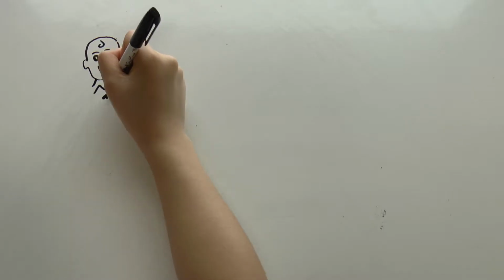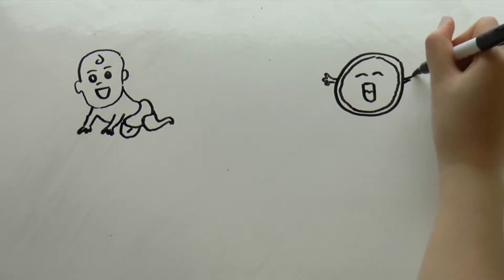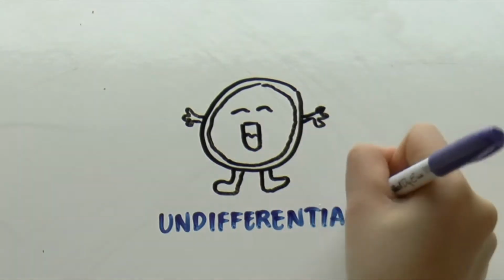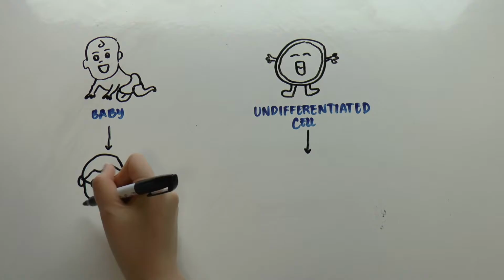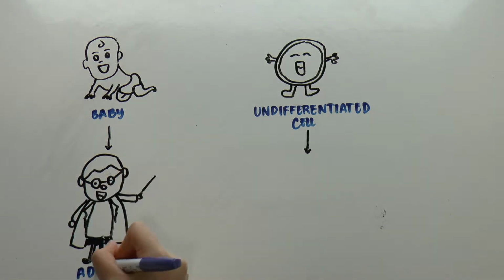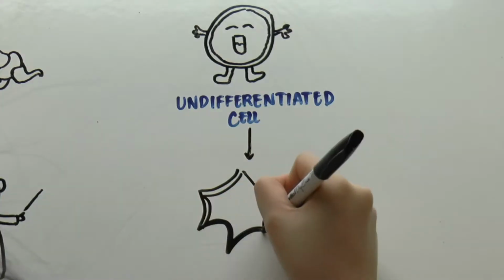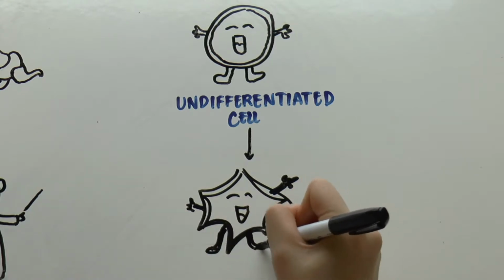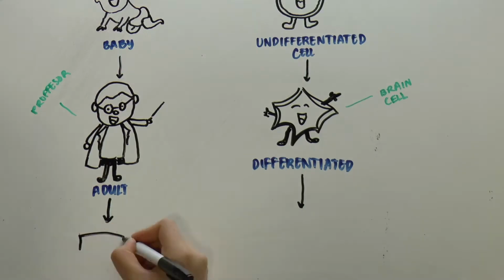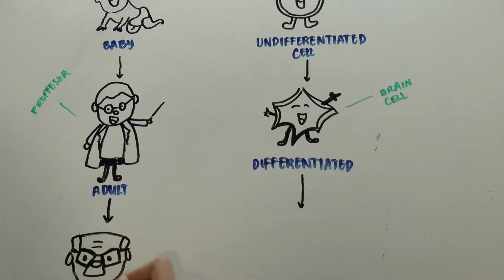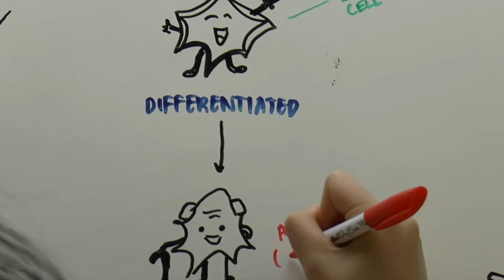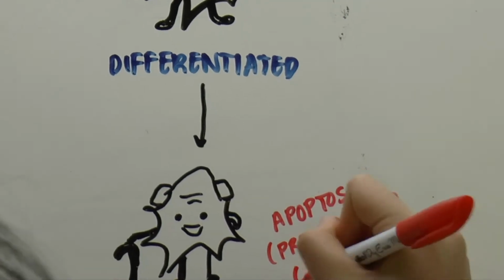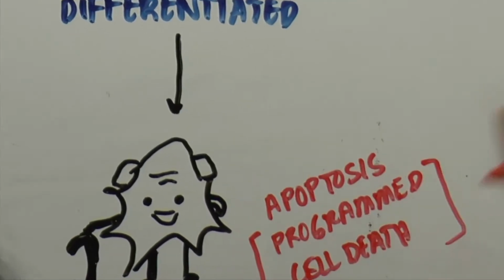Every cell goes through life just like we do. These newborn cells are called undifferentiated cells. All cells age and grow just like we do. And as they get older, they find their purpose, and that's when they become differentiated. May it be a brain cell or a professor, with life comes death. Most cells undergo apoptosis, which is a programmed cell death.